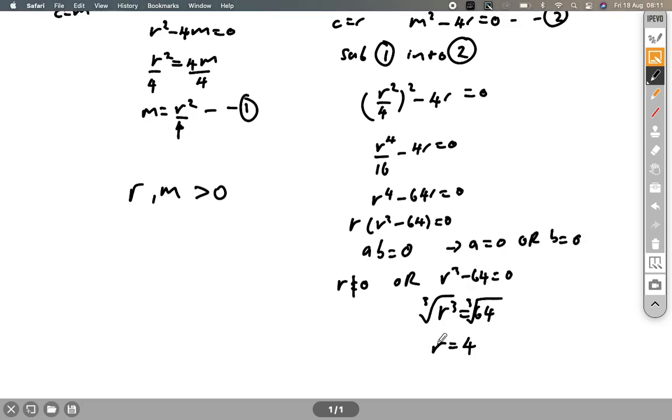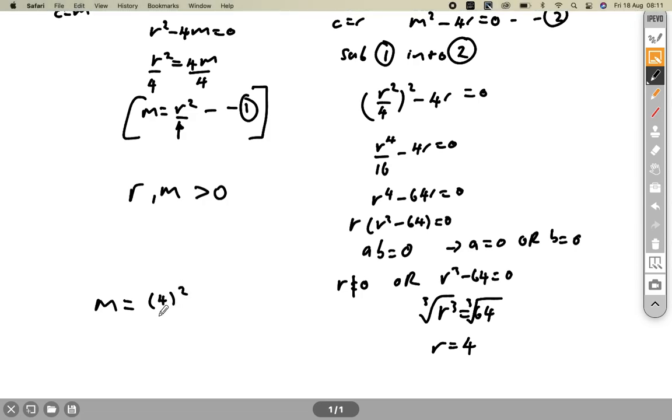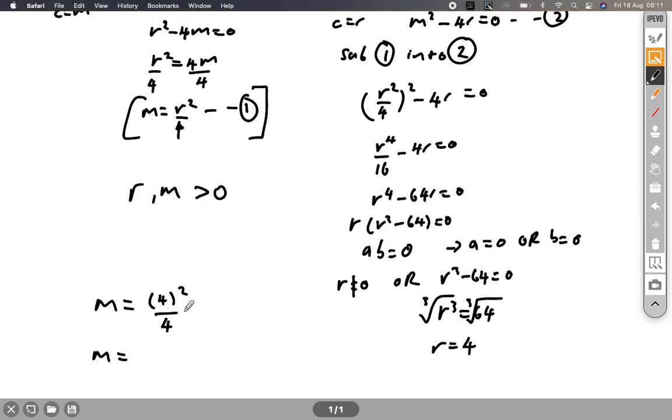Now we got the value of r, so to get m, we need to go back and substitute into our equation 1. So let's just do it over here. 4 squared over 4. Now this will just give you 16 over 4, which is just going to be 4. So our r is 4, and our m is 4.